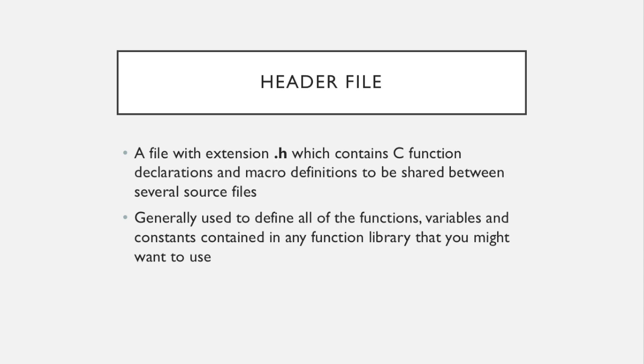So a few things about a header file first. A header file is a file with the extension .h. If you are familiar with C programming, you do know that most of your files are source files that end with .c. In this case, a header file, the way to distinguish it is by using the extension .h. These files contain C function declarations and macro definitions to be shared between several source files. Generally, they are used to define all of the functions, variables, and constants contained in any function library that you might want to use.